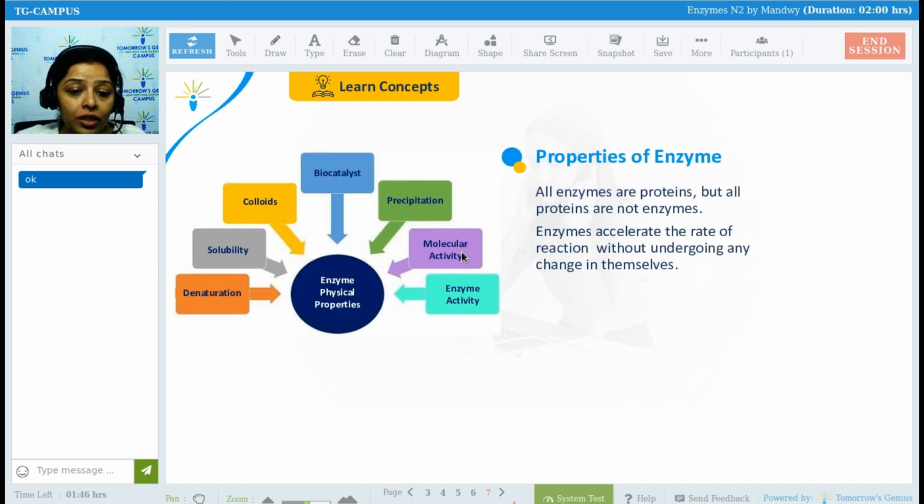Now the properties of enzymes. Here we have the list of physical properties, like biocatalyst. What is the meaning of biocatalyst? It increases the speed of biological reactions in the living body, so it is like a biocatalyst.